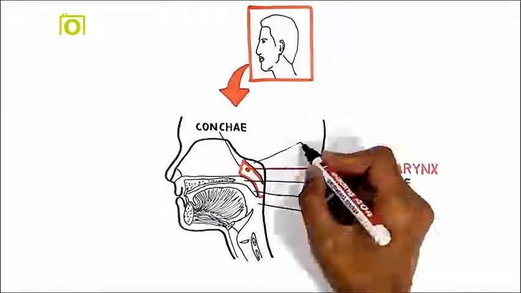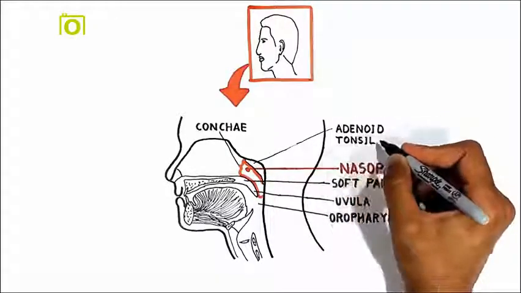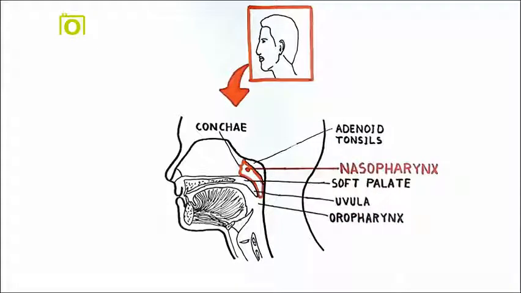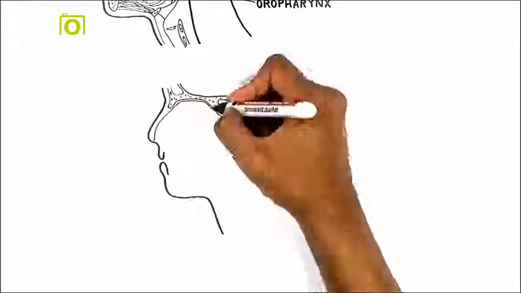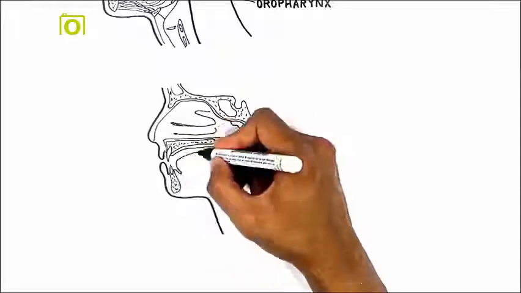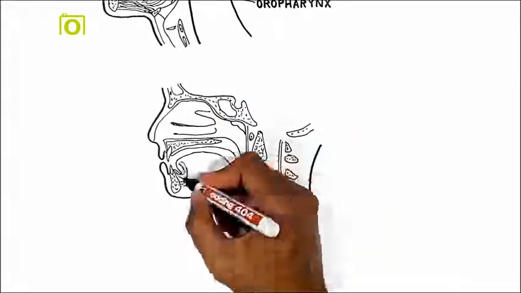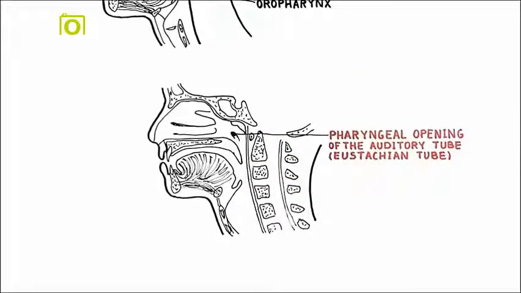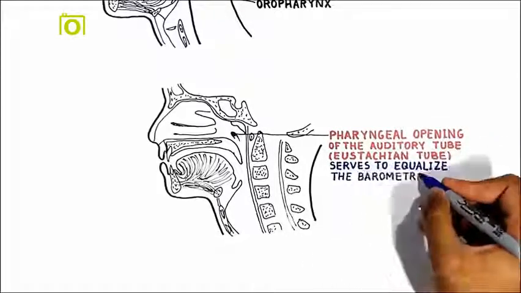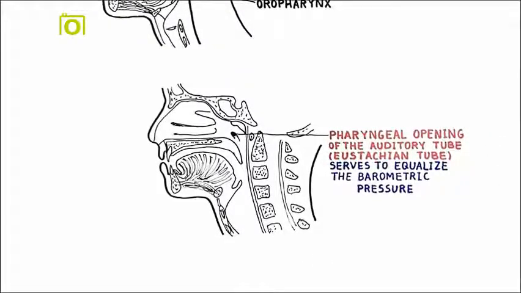Posteriorly and superiorly, it is mainly bordered by adenoid tonsils and a muscular structure covered by mucous membrane. Another important structure in the nasopharynx is the pharyngeal opening of the auditory tube, also known as the eustachian tube. Let me draw here another diagram to clearly show it. The pharyngeal opening of the auditory tube is located on the lateral walls of the nasopharynx here. The auditory tubes connect the middle ear to the pharynx and serve to equalize the barometric pressure in the middle ear with that of the ambient atmosphere.